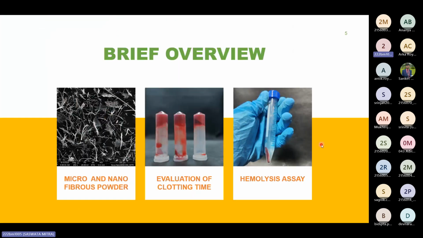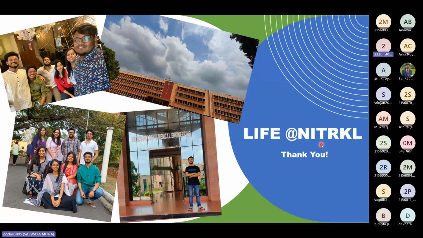So this is a basic idea about my work, and this is life at NIT Rourkela. These are all your seniors from Heritage, and this is my lab group. This is NIT Rourkela, and it's fine. So that's it. Any questions?